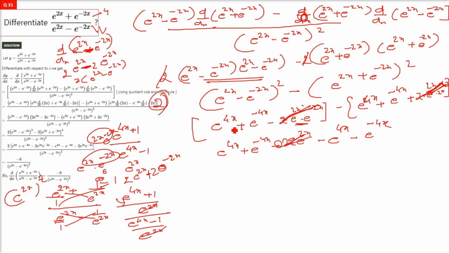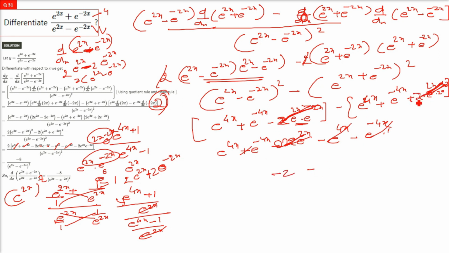So when you solve it, e^4x and e^4x will get cancelled. E^minus 4x and e^minus 4x will get cancelled. And minus 2 from the first term and minus 2 from the second term, so minus 2 will become minus 4. And there is a 2 already outside. If you remember, the first step we did, we have taken 2 outside. Alright. So this minus 2 will be minus 4.